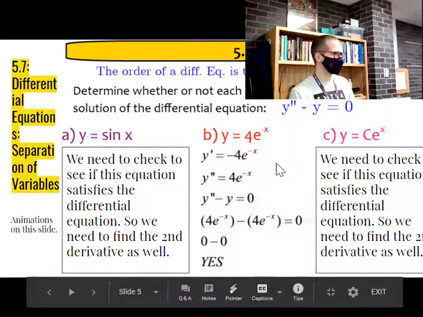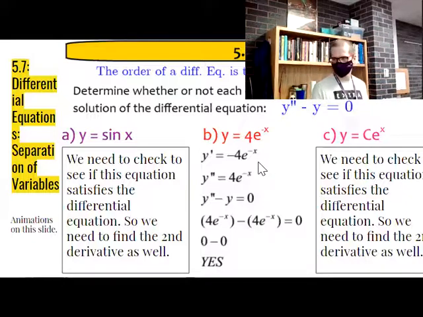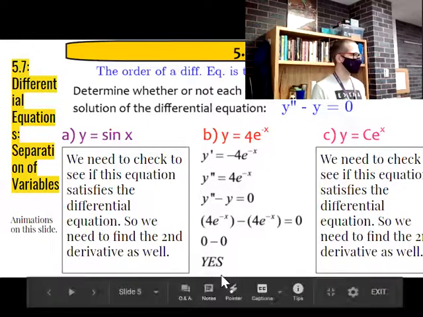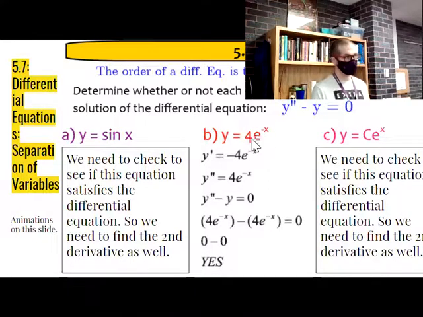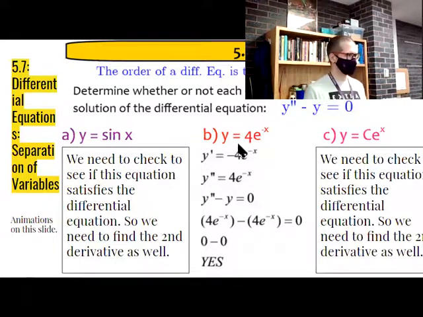So when I plug them in, again, y double prime is 4e to the negative x. And then I have 4e to the negative x. I get 0 equals 0. So this is a solution to our differential equation. By the way, this is a particular solution. There's no extra constant in here. There's a defined number to be here. So this is showing a specific solution is a solution for a differential equation.